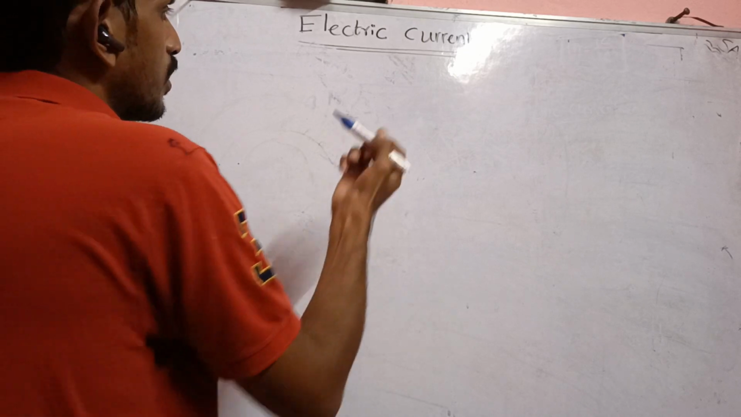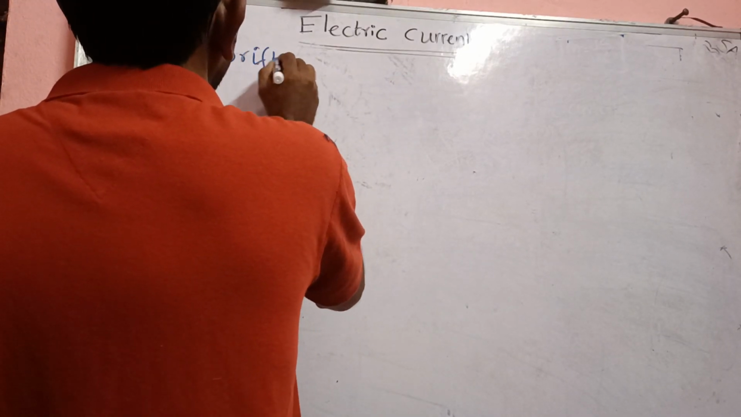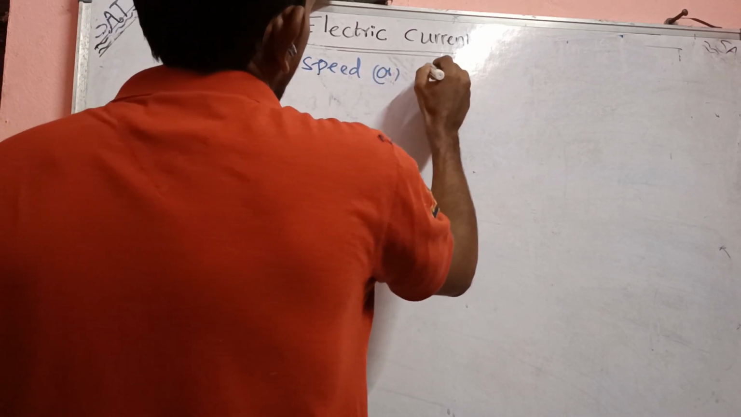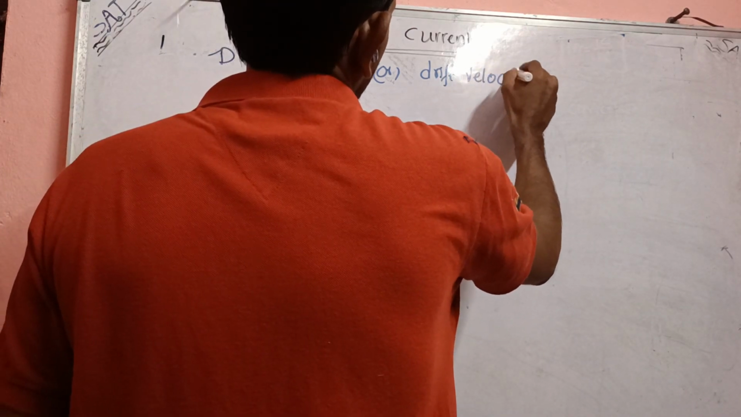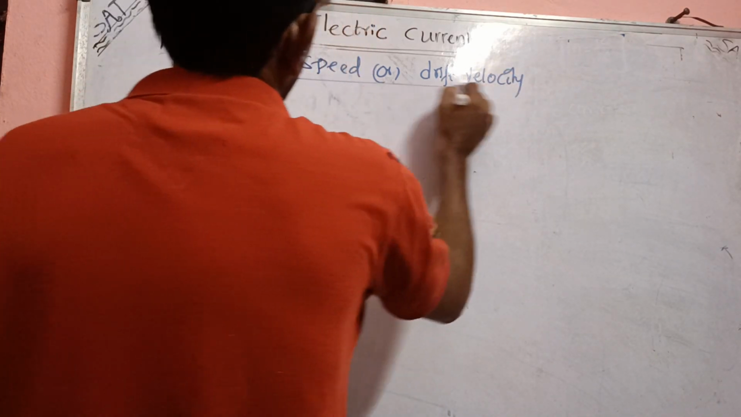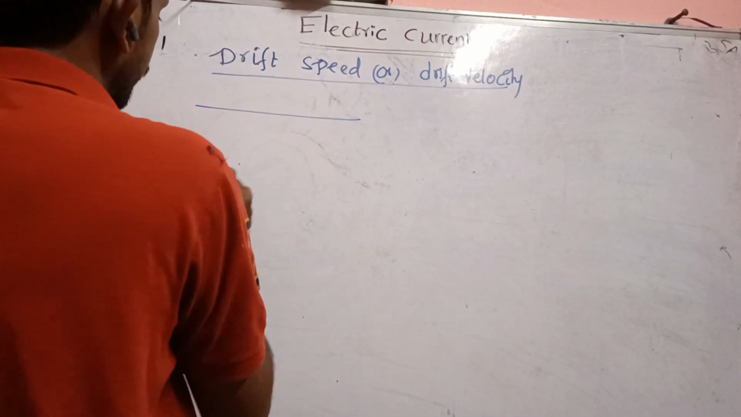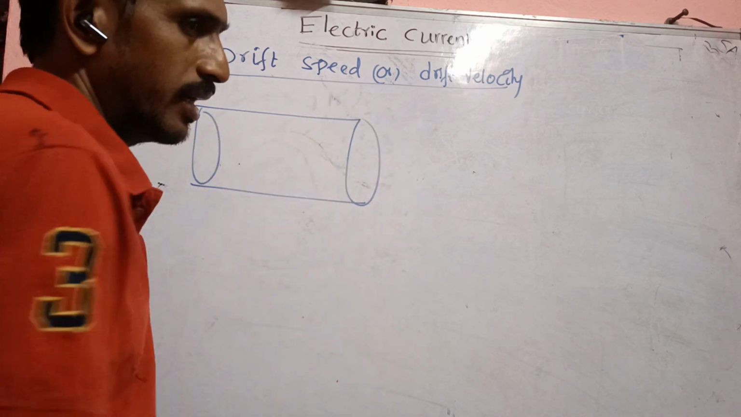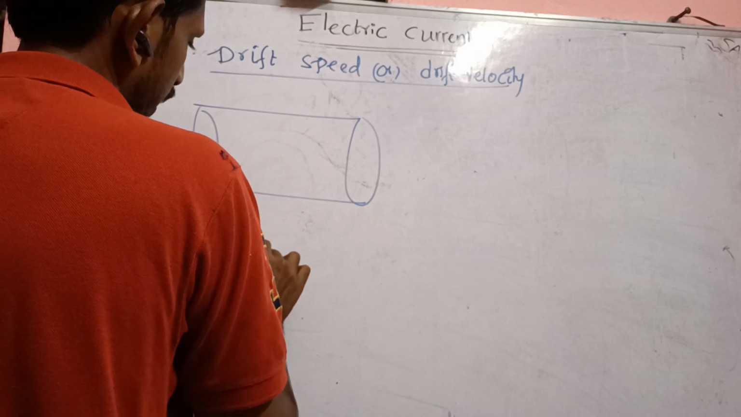Right. So now heading is drift speed, or drift velocity. Drift speed or drift velocity. And if you take a conductor, and across this conductor I have connected one cell.